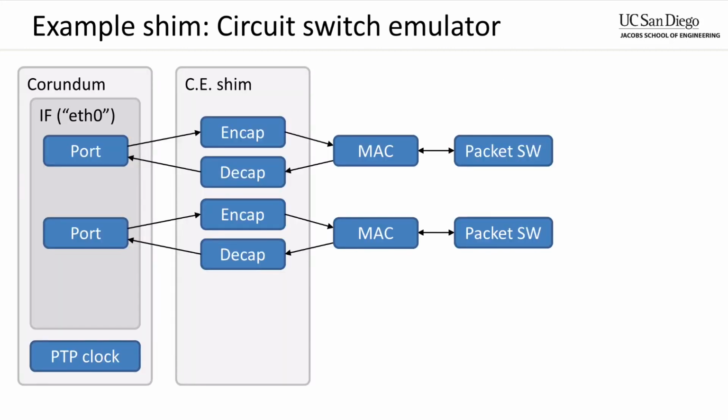This is a block diagram of a circuit emulation shim. Each NIC port gets one set of encapsulation and decapsulation logic that sits between the NIC data path and the Ethernet MAC. The encapsulation logic will also be connected to the PTP hardware clock in order to implement the circuit schedule. It is also possible to install additional shims between the NIC data path and the circuit emulator shim.